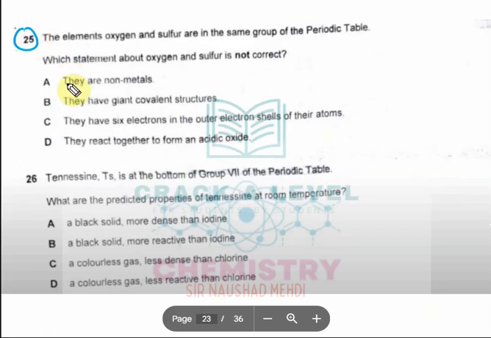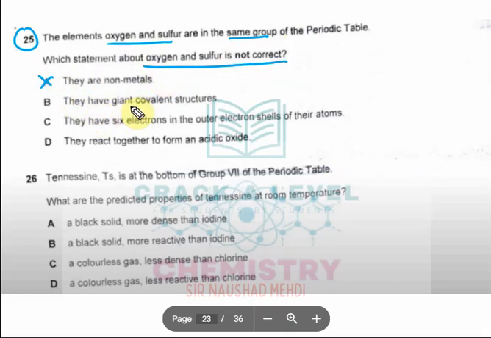The elements oxygen and sulfur are in the same group of the periodic table. So which statement about oxygen and sulfur is not correct? They are non-metals. Yes, both oxygen and sulfur are non-metals. So this is a correct statement, so this wouldn't be the answer.